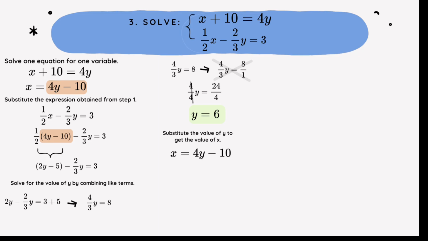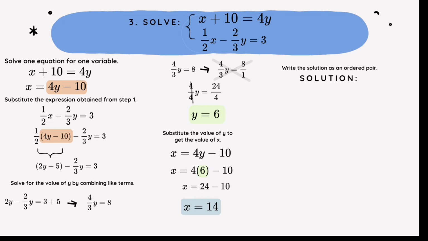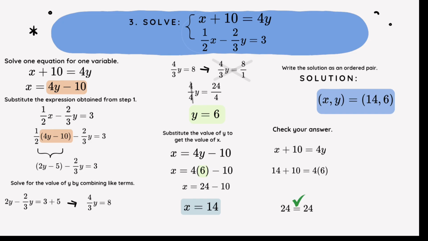Substitute the value of y to get the value of x. Well, let's use x is equal to 4y minus 10. Substituting 6, we get x is equal to 14. We have now the values of x and y. Then now let's write the solution. (x, y) is equal to (14, 6). Then check your answer by substituting the values into our linear equations. And our solution is correct, because it satisfied both of our equations.